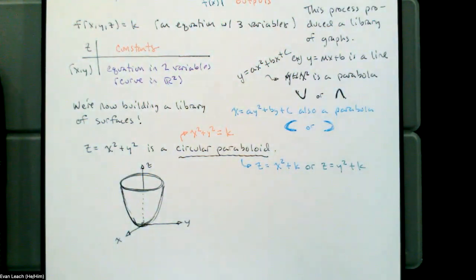So we started building our library of surfaces that we can recognize. z equals x squared plus y squared. That's going to be a circular paraboloid.